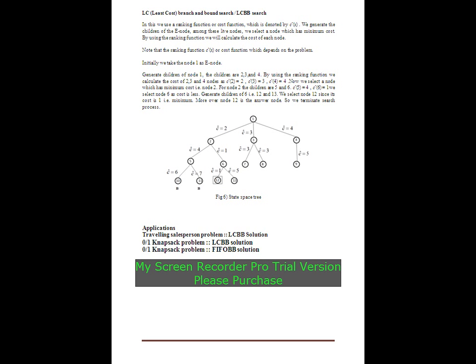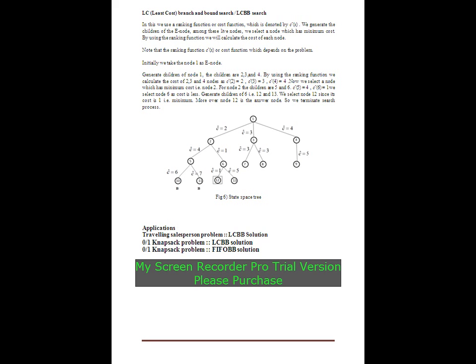So in branch and bound, we can always prefer least cost search or FIFO based branch and bound approaches, but we cannot go for LIFO based search. But FIFO based search is always leaving some of the nodes and also not producing an efficient optimal solution in minimum time. So these are the three different types of approaches for branch and bound.